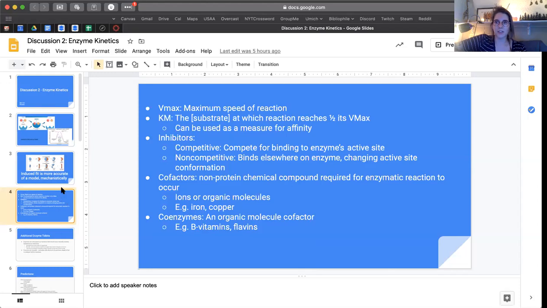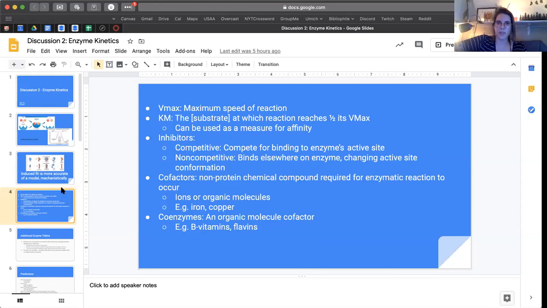V naught, or V sub 0, is pronounced V naught, and it's like the initial speed. So when we first started the reaction, what was the initial speed? Km is the concentration of substrate that's required to reach half of the Vmax. At first glance, it looks like such a random measure. It just seems totally out of the blue.